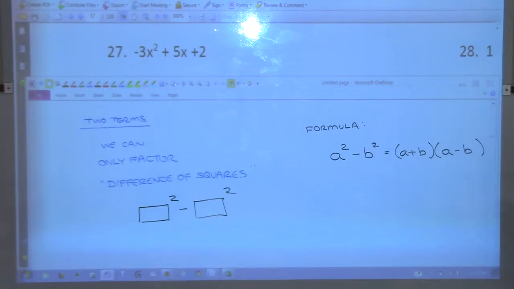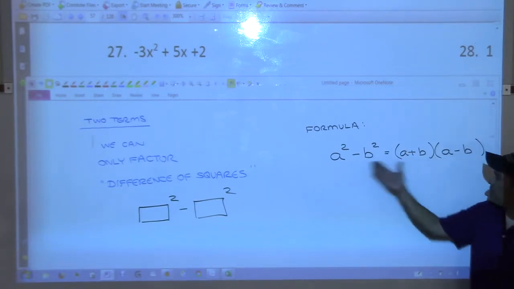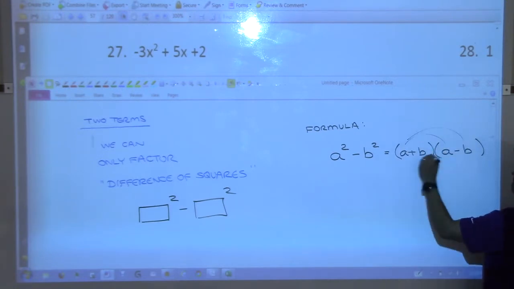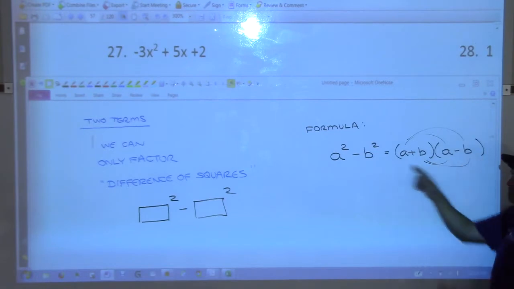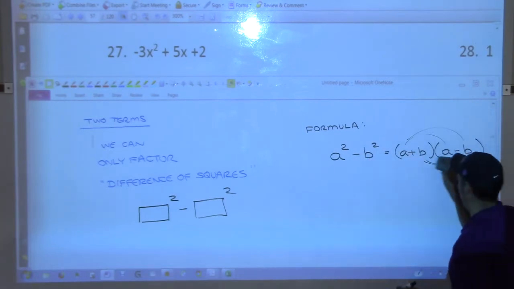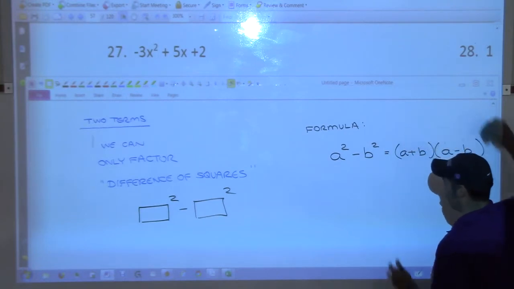I know a lot of you have seen this before. The formula is very simple to show that it's true. All you'd have to do is expand this. If you just multiply that out, you get back this. The middle terms would cancel. Okay, so that's where the formula comes from. Let's see the formula in action.